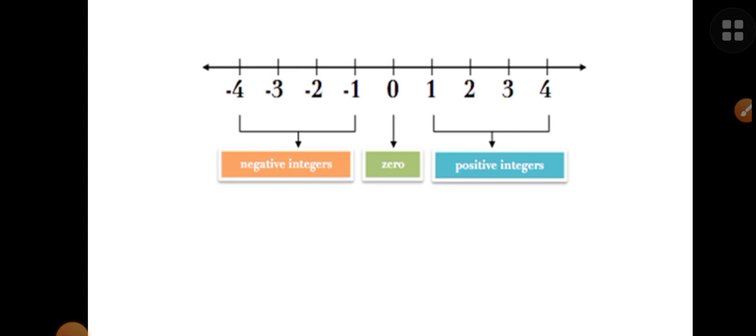This is the picture that shows negative integers, 0 and positive integers. As we know, these are all familiar to us. 1, 2, 3, 4 and so on are the positive integers. -1, -2, -3, -4 and so on are the negative integers. 0 is in the middle. These are all very familiar to us, so no need to go in depth.